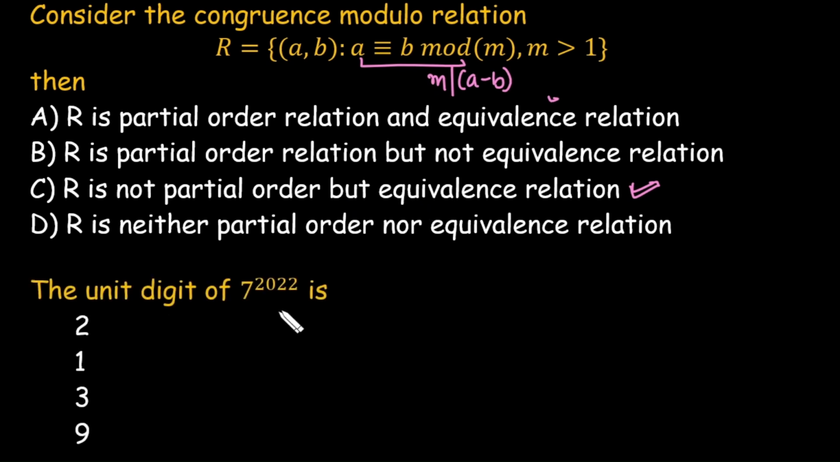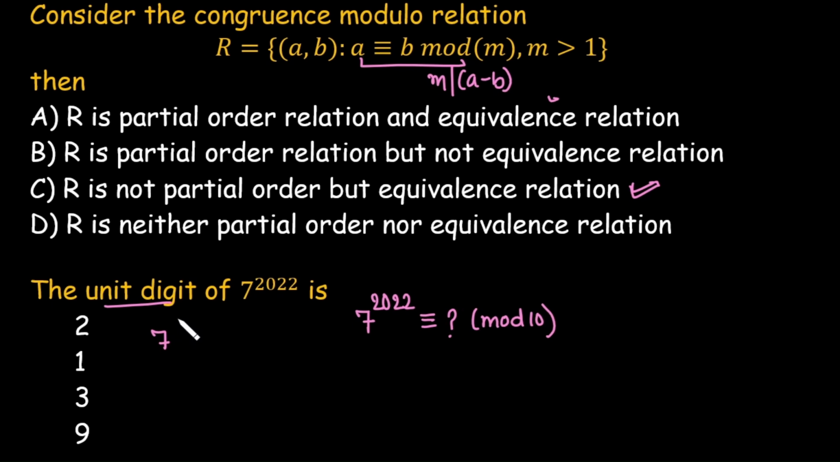Next, what is the unit digit of this number? How to answer this question? We can answer this with the help of modulo M, where M is equal to 10. As we need the unit digit, basically we need to find 7 raised to power 2022 is congruent to what mod 10. Now here we have a composite number. It means we cannot apply Fermat's theorem in this case. We will go with the manual procedure.